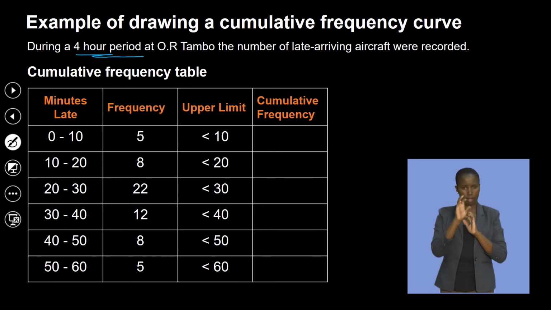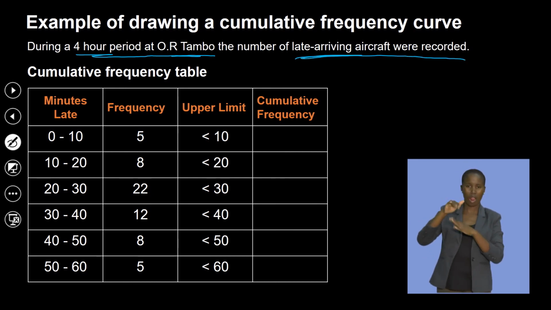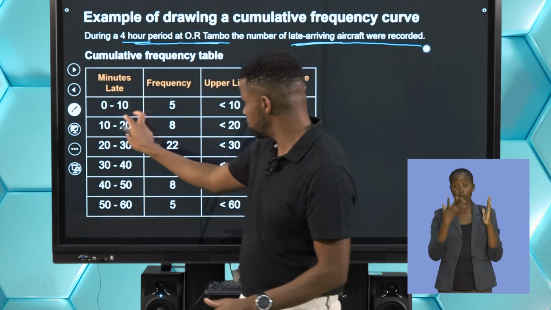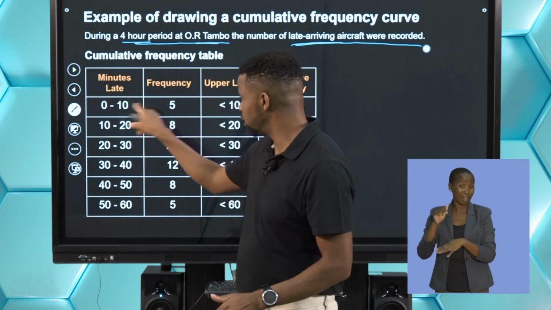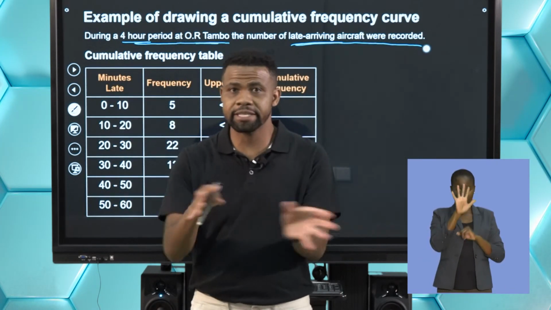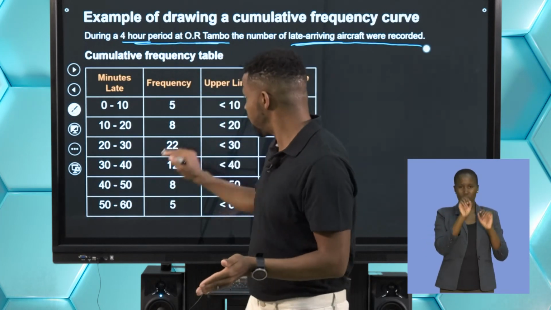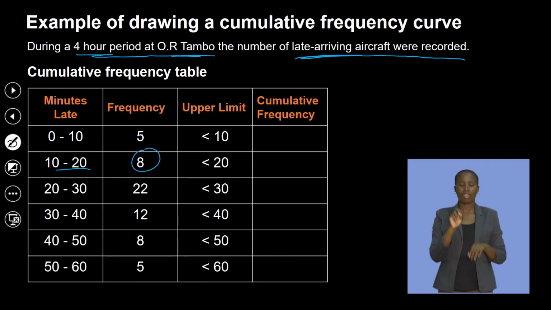So let's look at the frequency table with an example. During a 4-hour period at OR Tambo Airport, the number of late arrival aircraft were recorded. So this is an interval, numbers of aircraft arriving late. You have about 5 aircraft arriving late by between 0 to 10 minutes. You have about 8 aircraft arriving late by 10 to 20 minutes, and so on. So these are the frequencies we know.